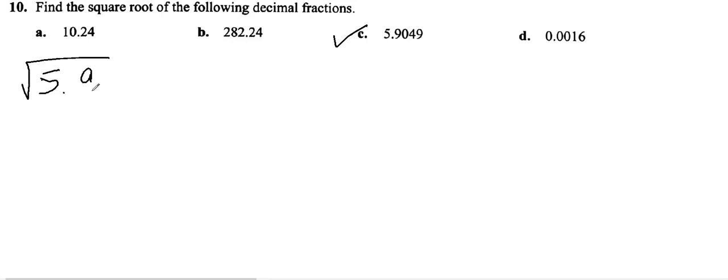5.9049. This looks a bit difficult. So what to do? We have to make this simple. How to make this simple? First of all, why is it difficult? Why does it look difficult? Because there is a decimal point.